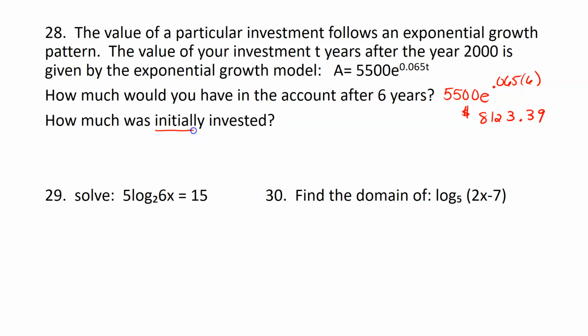Anytime you talk about something being initially invested, that means at time 0. So all you have to do is substitute 0 in place of t. And you end up with 5,500, which would be your initial investment, whatever number's here.